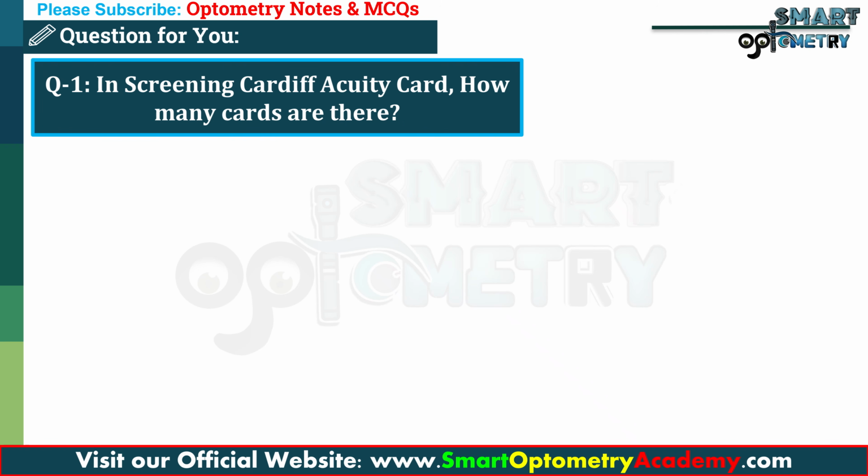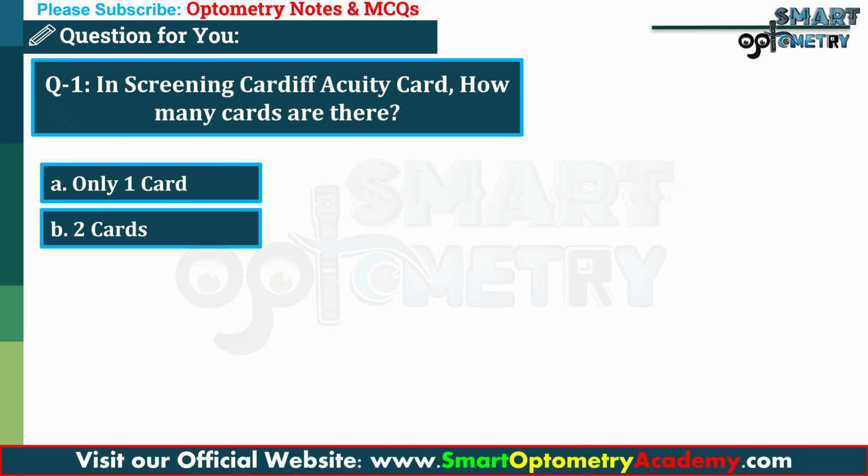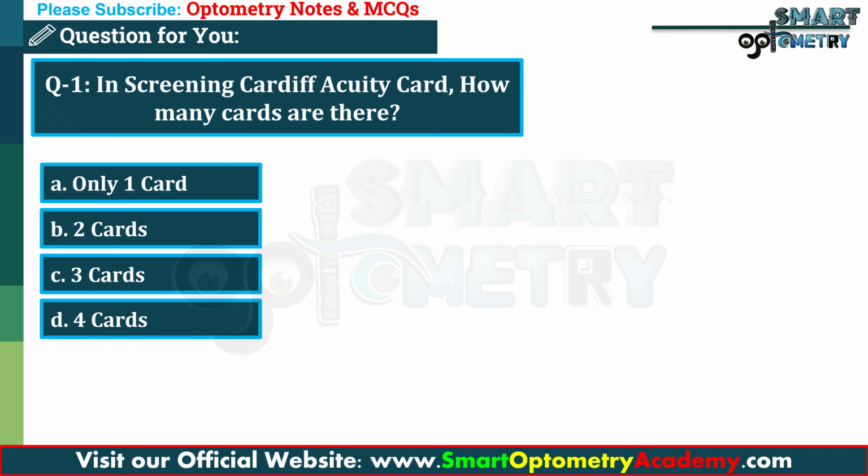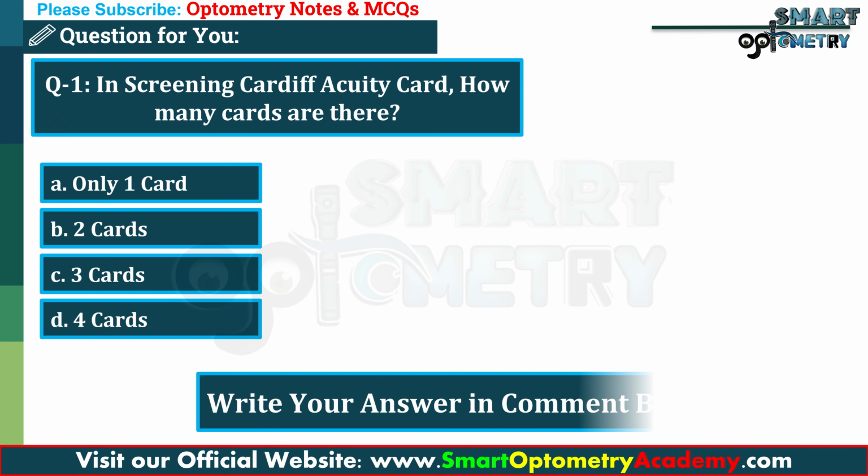Now, quiz for you. Question 1. In screening Cardiff Acuity Card, how many cards are there? Option A. Only one card. Option B. 2 cards. Option C. 3 cards. Option D. 4 cards. Write your answer in the comment box.